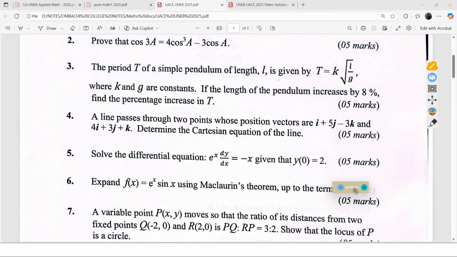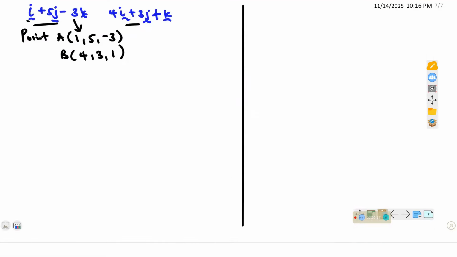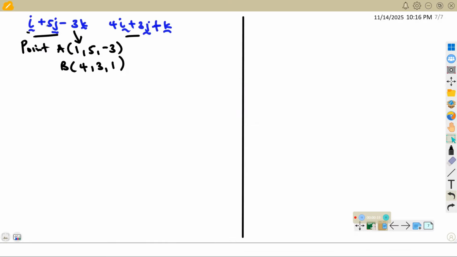Let us now look at our question number 4. It says a line passes through 2 points whose position vectors are i + 5j - 3k, then 4i + 3j + k. Determine the Cartesian equation of the line. So we are given the position vectors, this and that, and we shall now write this in coordinate form.